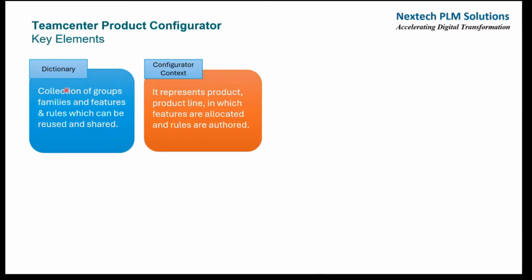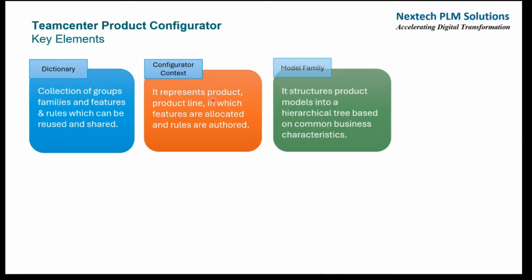So one of the differences between dictionaries and configurator context, even though both objects do the same thing, is that a dictionary is generally not associated with any product. The features which are common will be pushed into the dictionary, and the configurator context will reuse the features from the dictionary, and it will be associated with the product, so that on the product the features will be exposed, and you can apply configuration.